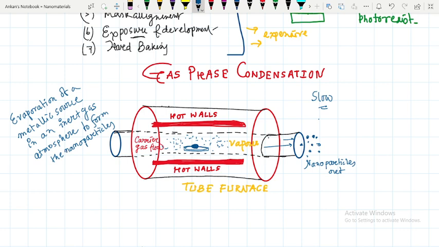But the application of this process is highly suitable for the preparation of magnetic nanoparticles, and it can also be widely used in the production of ultrafine powder for use in catalysts and optical devices, and in the synthesis of nanoparticles for gas sensing applications. So these are certain applications of gas phase condensation.